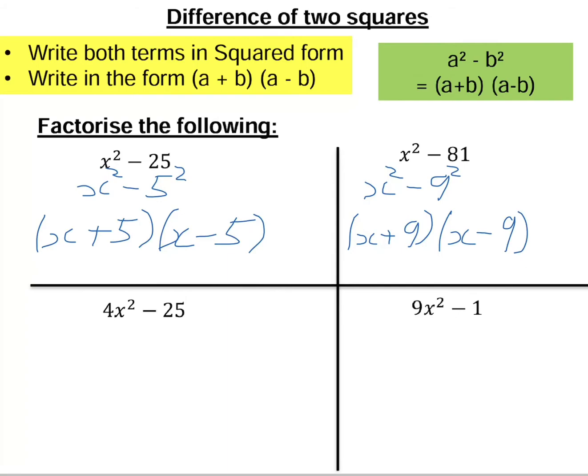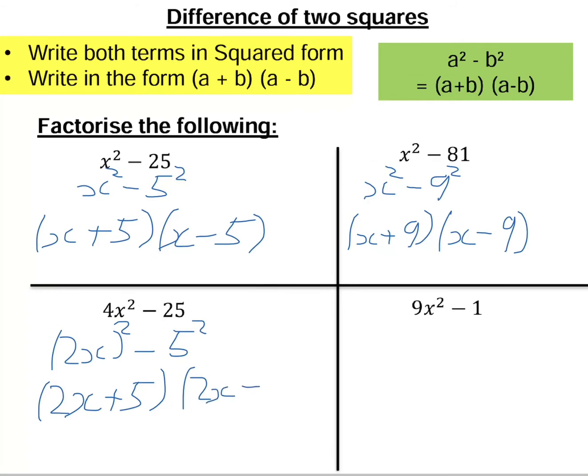Now, next one here, it's a bit more difficult. So we have 4x squared minus 25. Now remember, 4, that can also be written as 2 squared. So for these questions, I'm going to put in a pair of brackets, so it's going to be 2x all squared minus 5 squared. Now we have it in the form of a squared minus b squared. So let's split it up to 2x plus 5 and 2x minus 5.